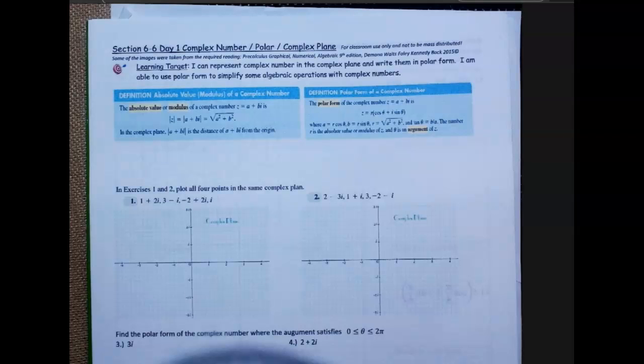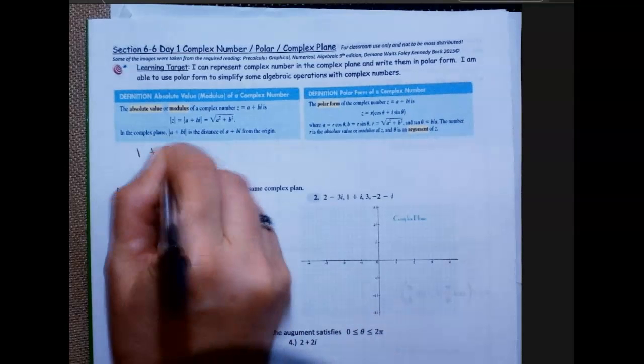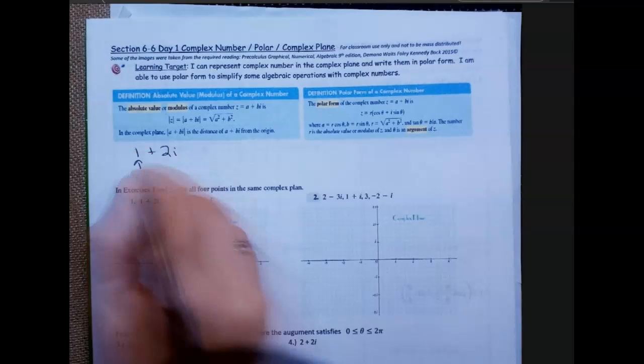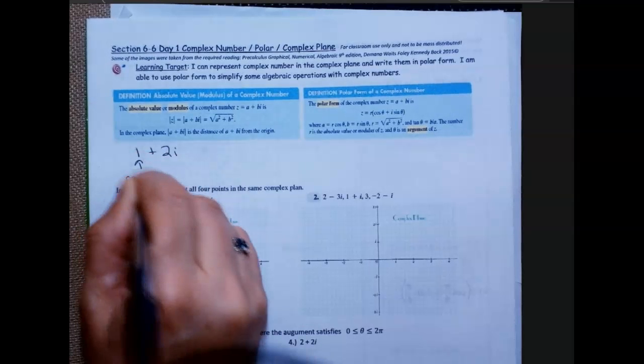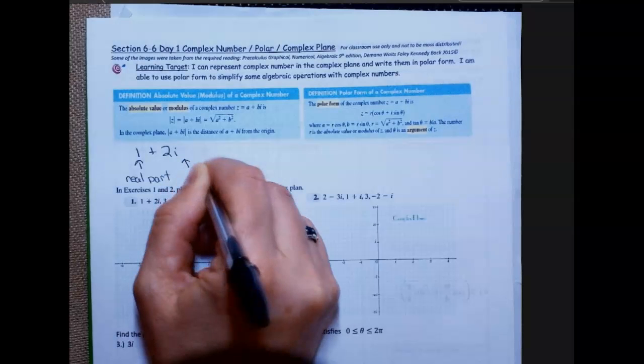The first thing, when we did imaginary numbers back in Algebra 2, you did all of the operations. You added, subtracted, multiplied, and divided. The one thing you may or may not have done was graph them. So we're going to look at how do we graph them. If you've got 1 plus 2i, we call the 1 the real part, and the 2i the imaginary.